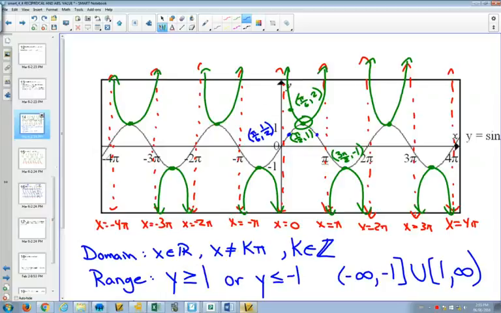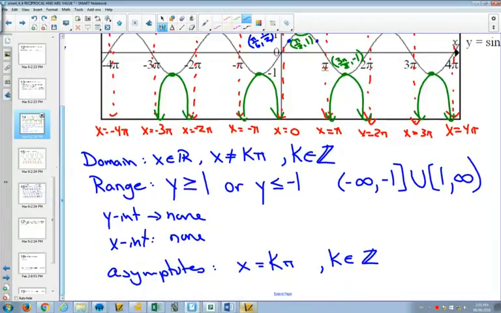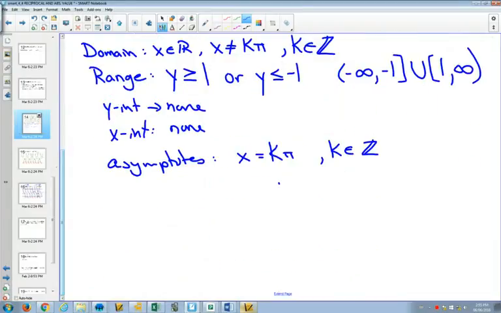What is the period? How long does it take cosecant to repeat itself? It takes the same amount of time to repeat itself as sine does. Its period is 2 pi. Now, cosecant is an odd function.